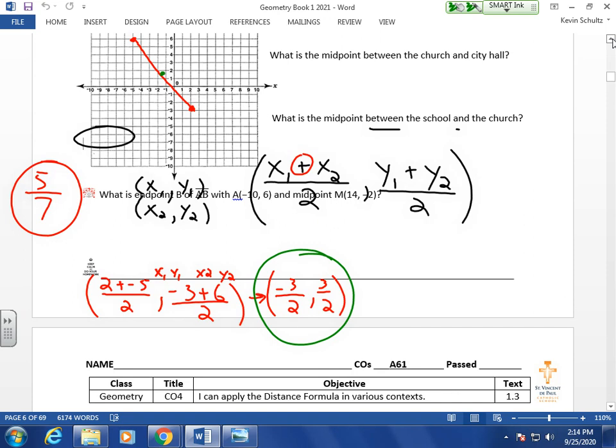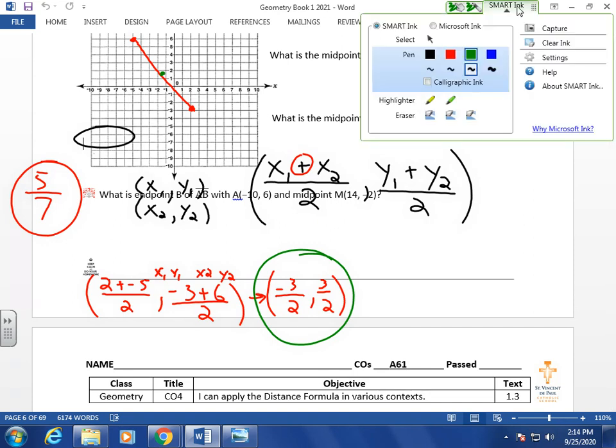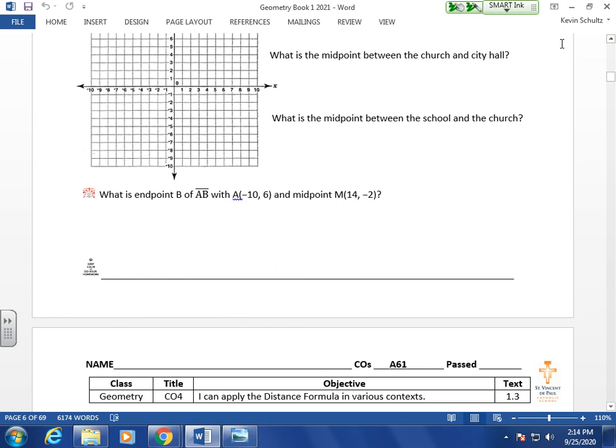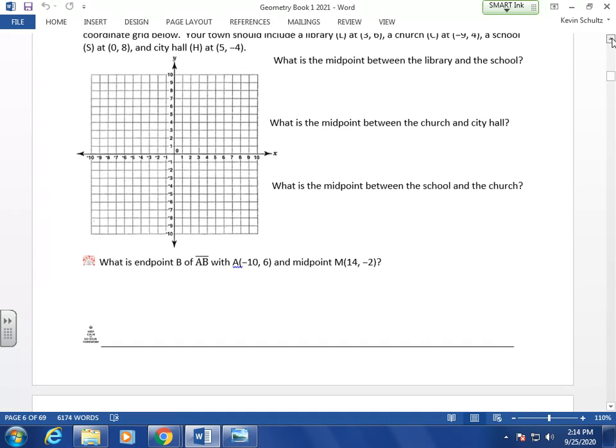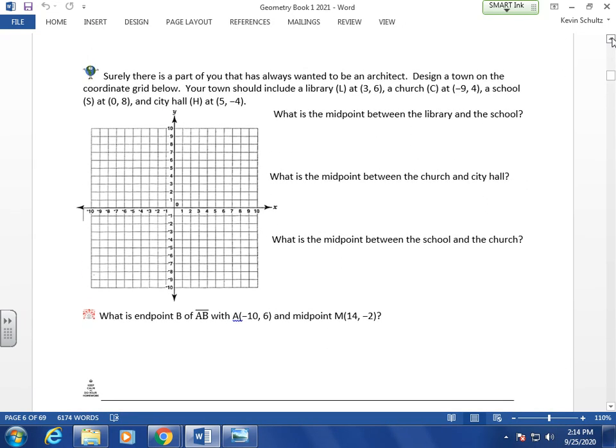So your homework then, in part, is to do the second one that we didn't do. Then also this section here with the coordinate plane. It says, surely there's a part of you that has always wanted to be an architect. Design a town on the coordinate grid below. Your town should include a library, L, a church, C, a school, S, and a city hall, H. So our library, you can go ahead and plot these points. Our library is at 3, 6.